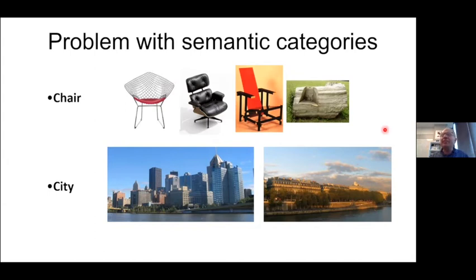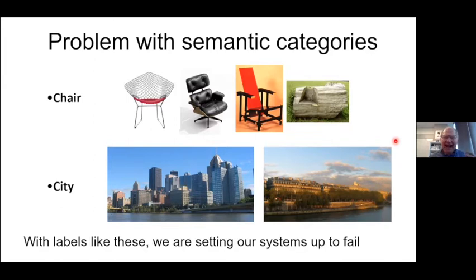But again, a computer doesn't ever experience cities except for these images. And of course, then the computer is really at a loss. So with labels like these, we're basically setting up our systems to fail.